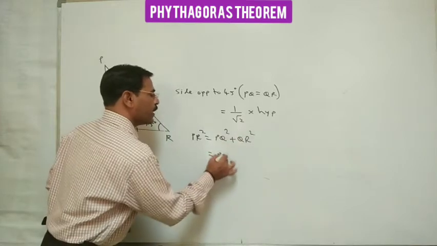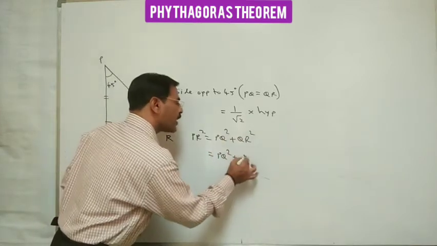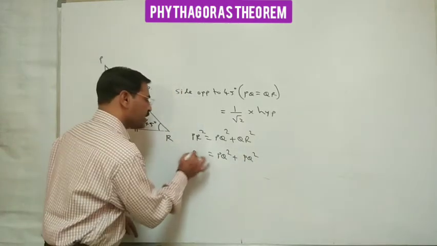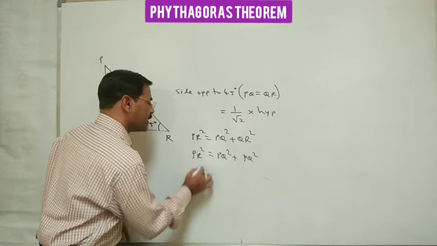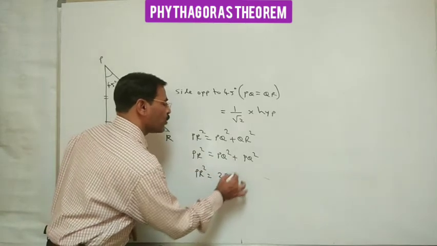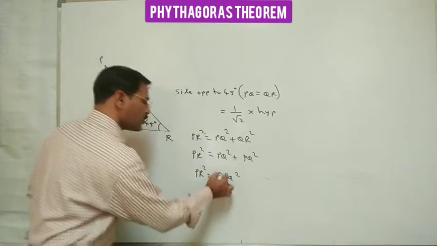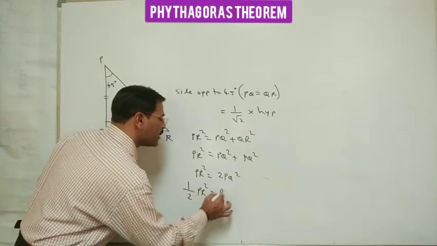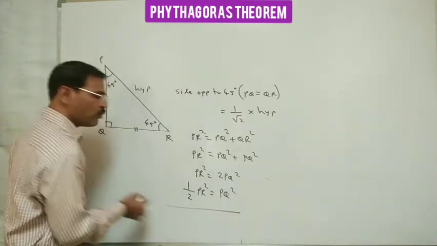Here I'll write PQ square, and here also I'll write PQ square. Why? Because PQ and QR both are same. This is PR square. Write this PR square that side, twice of PQ square. So this 2 comes this side, 1 upon 2 PR square, which is PQ square. Taking square root to both sides.